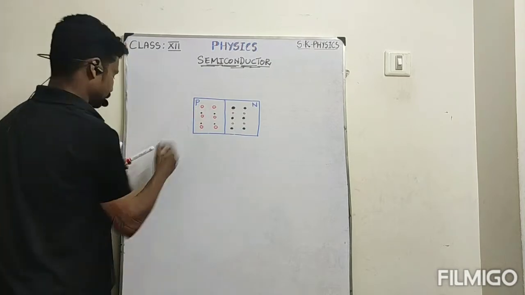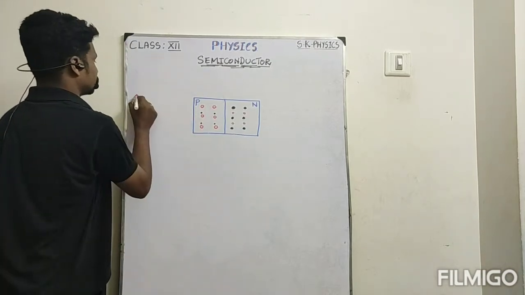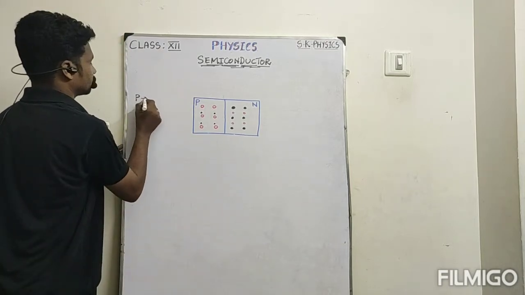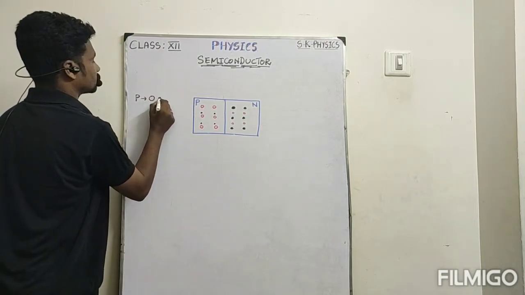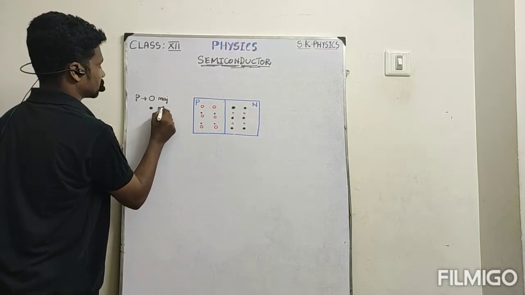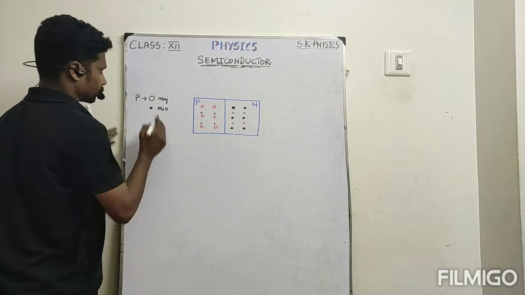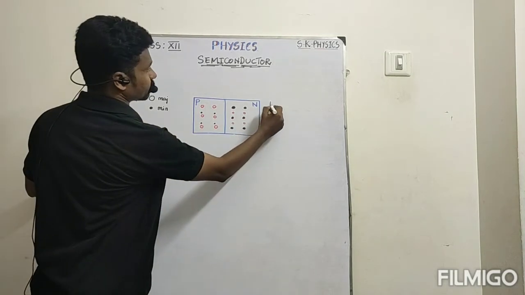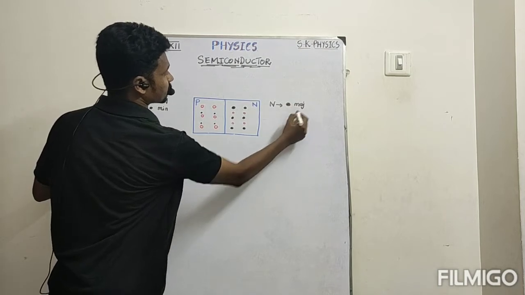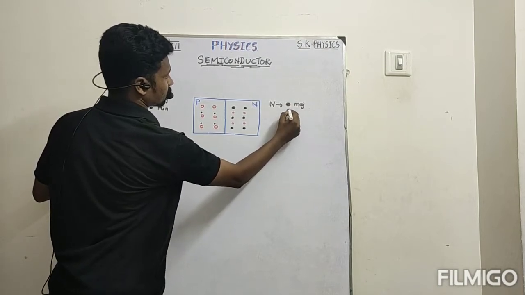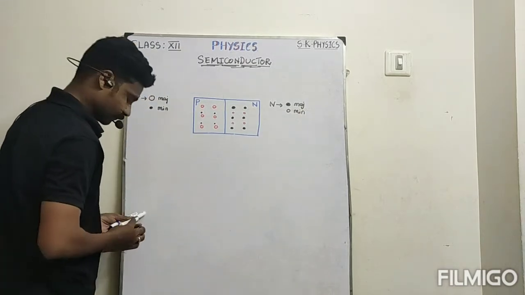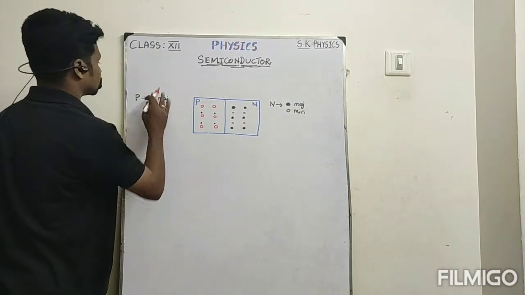So in the P side, holes are the majority charge carrier, then electrons are the minority charge carrier. In the N side, electrons are the majority charge carrier, then holes are the minority charge carrier. Okay, otherwise if you feel okay, right, listen.